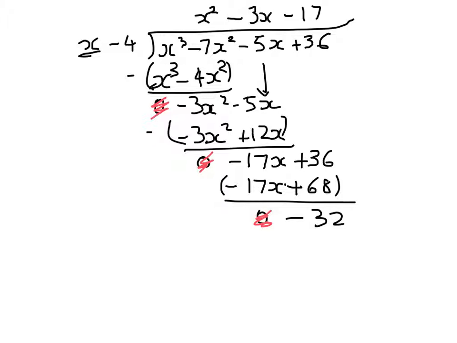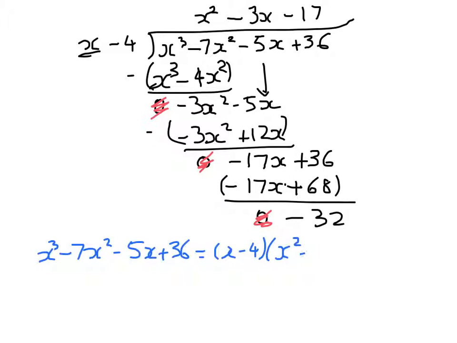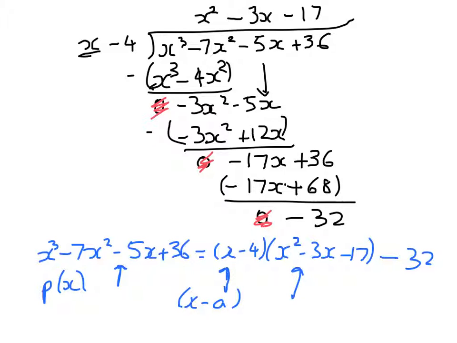So then, we've got our answer. We have x cubed minus 7x squared minus 5x plus 36 equals x minus 4 times x squared minus 3x minus 17, minus 32. So p of x is that bit there. This is x minus a, this is q of x, and this is r.